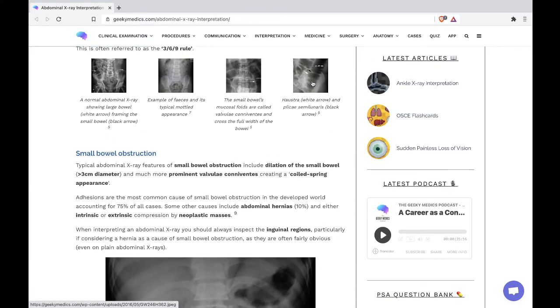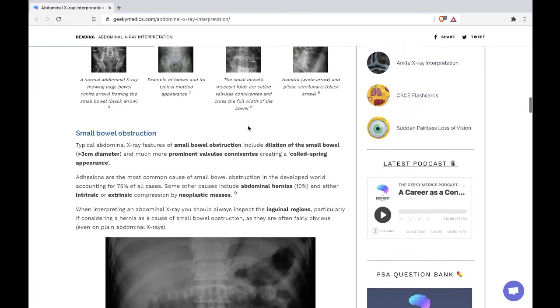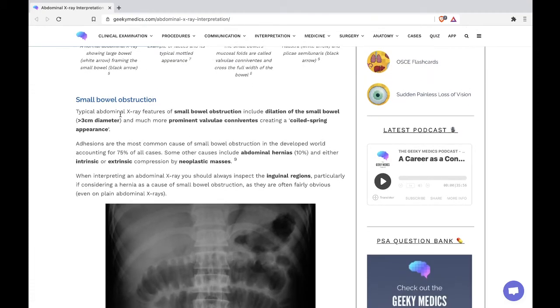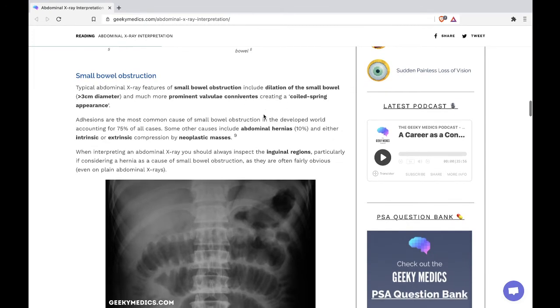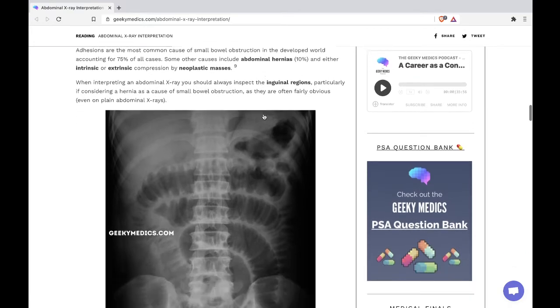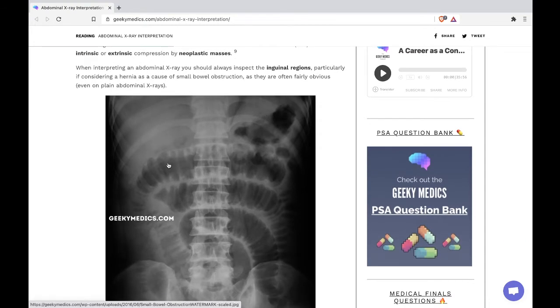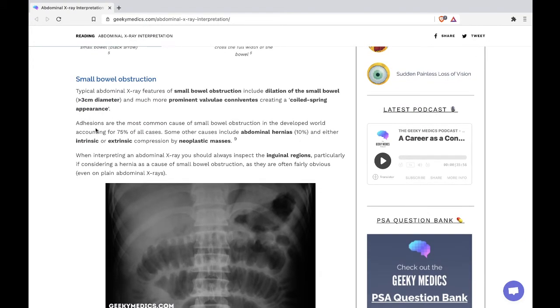Plicae. Okay, small bowel obstruction. Typical abdominal x-ray features of small bowel obstruction include dilation of the small bowel, more than 3 centimeters, and much more prominent valvulae conniventes, creating a coiled spring appearance. Okay, is this a coiled spring appearance?